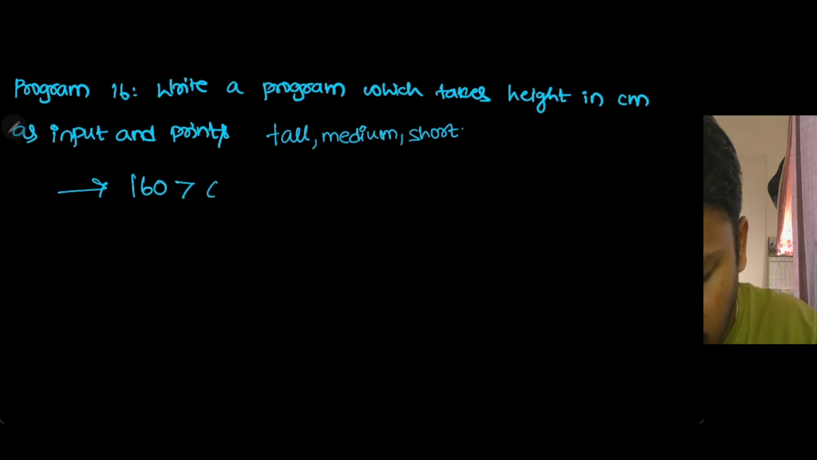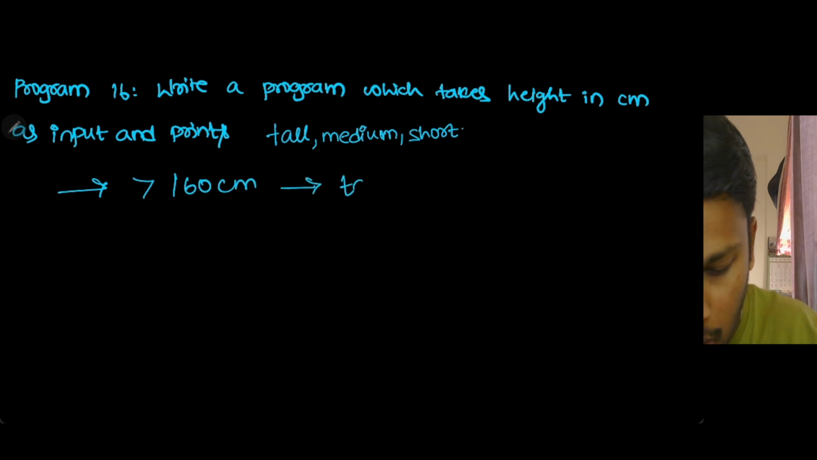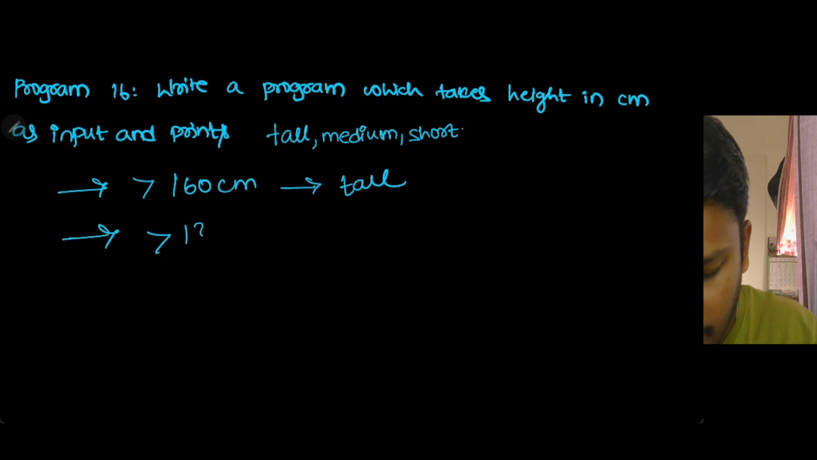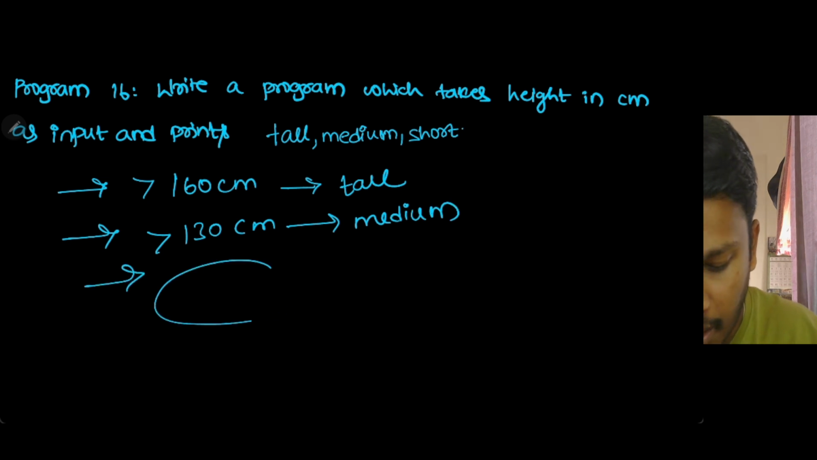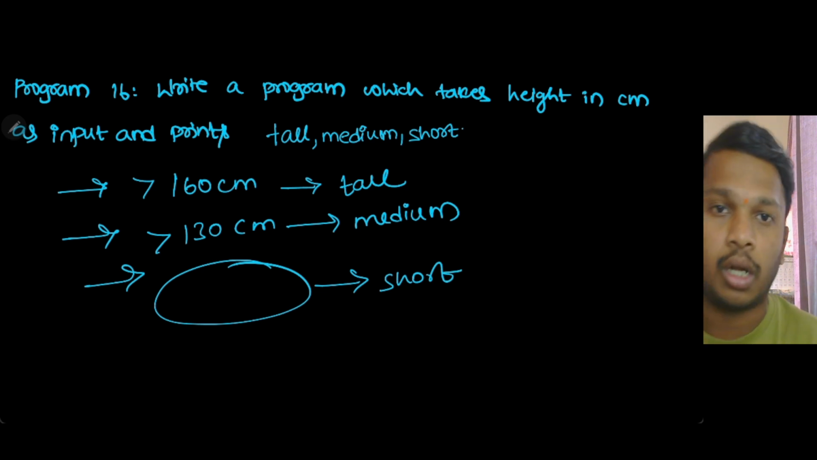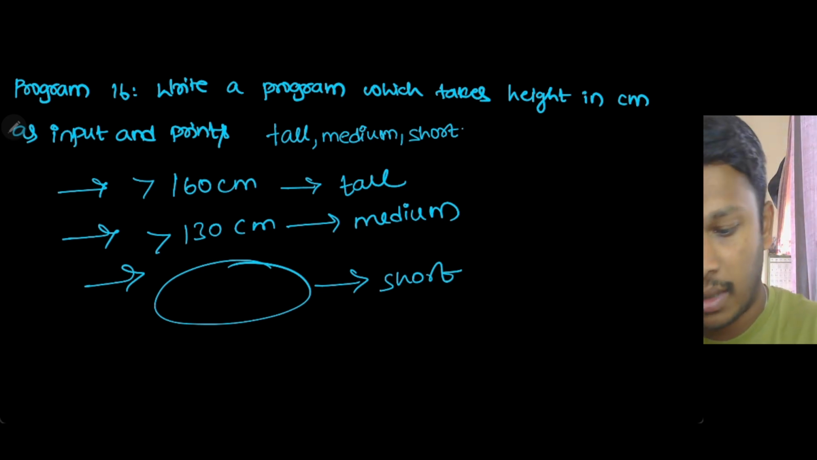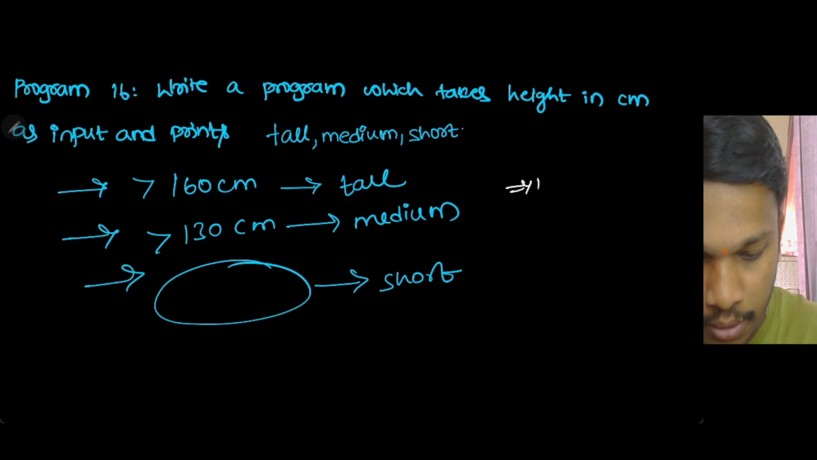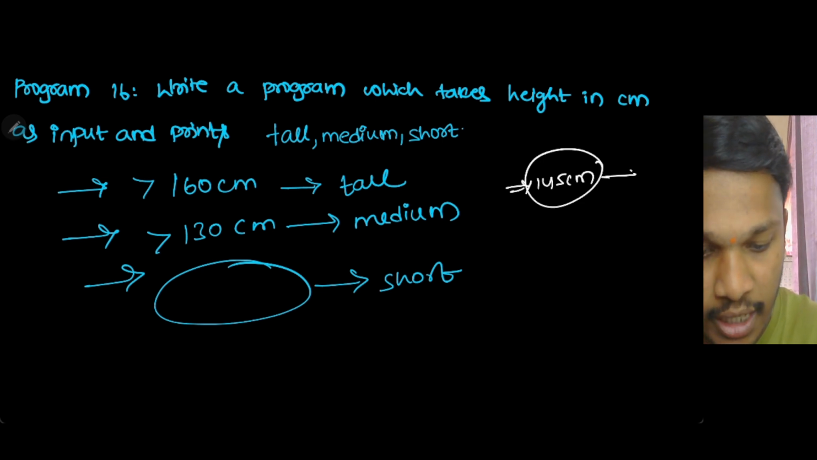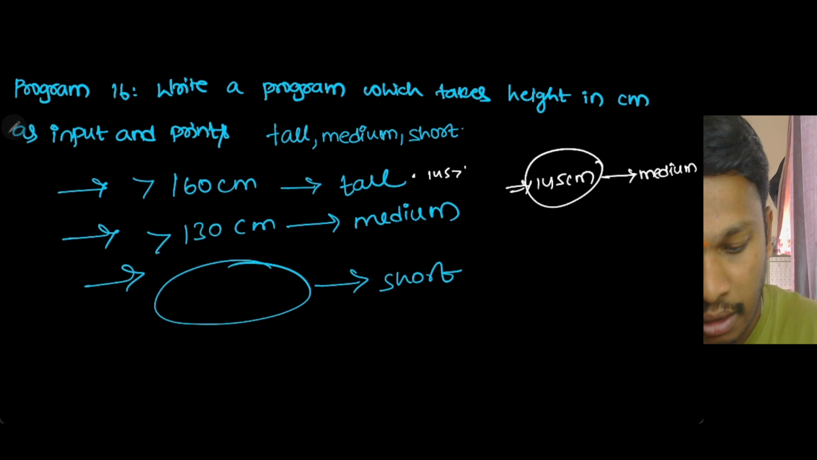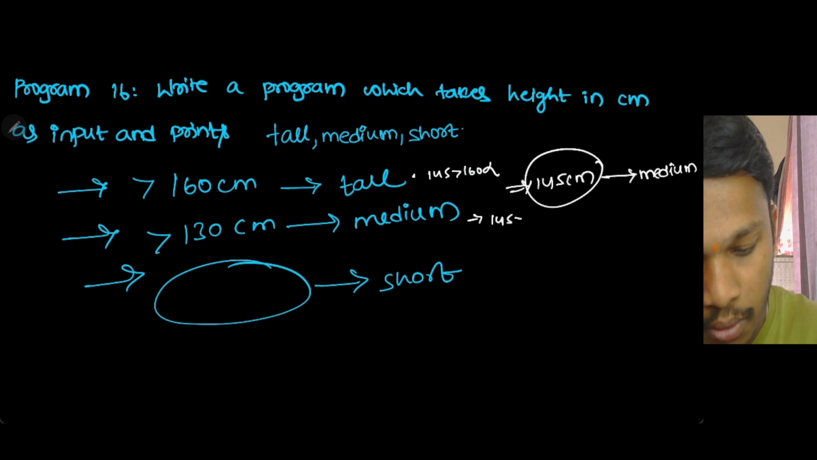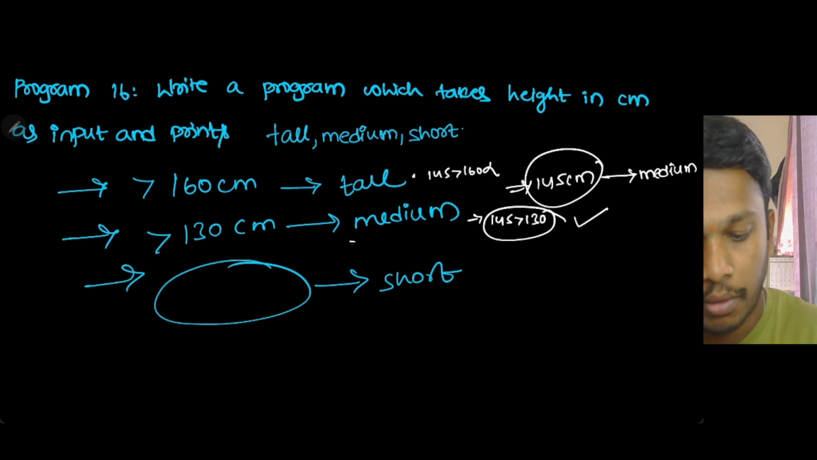If his height is greater than 160 centimeters, then he is considered tall. If his height is greater than 130 centimeters, he is considered medium, and in every remaining case he is considered short. These are three cases basically. For example, if your height is 145 centimeters, you will be considered medium. Why? Because the first condition, 145 greater than 160, is false. Next, 145 greater than 130 is correct, so you will print medium.